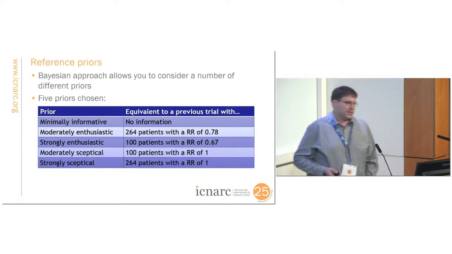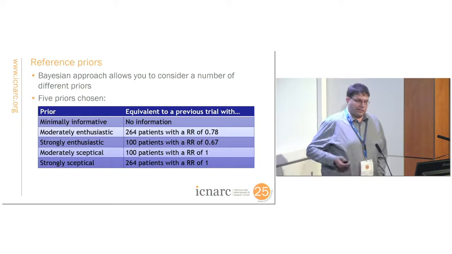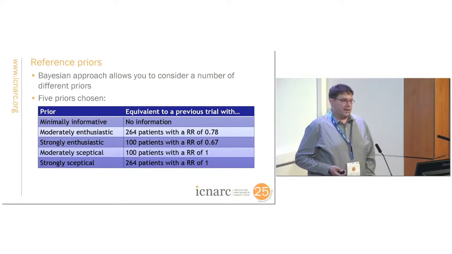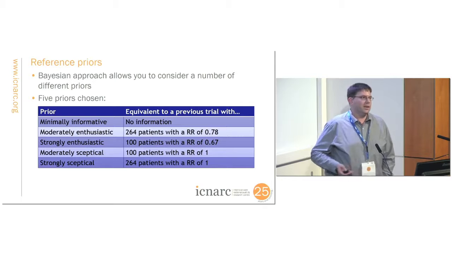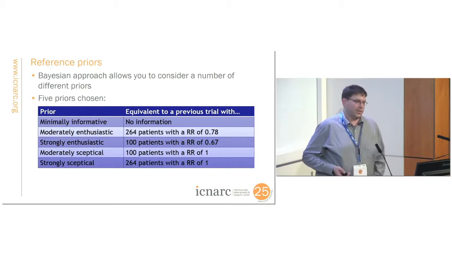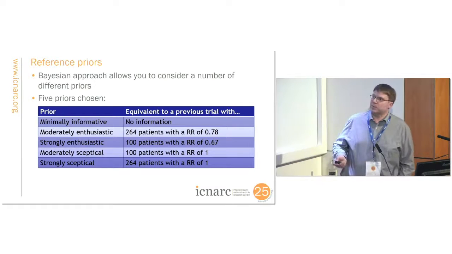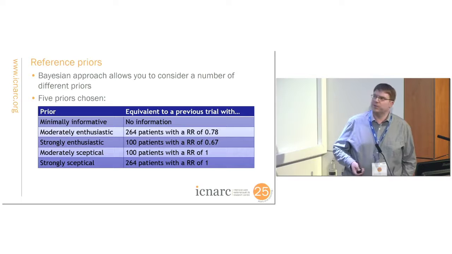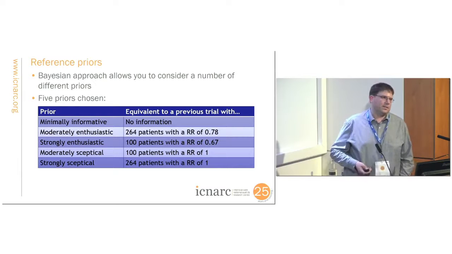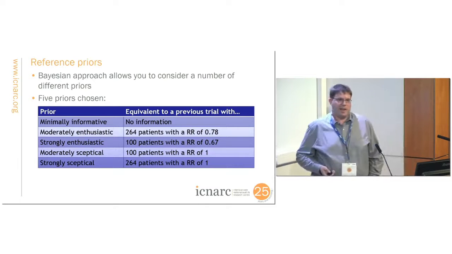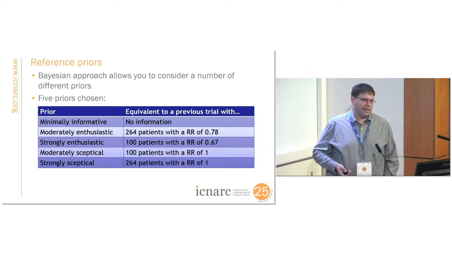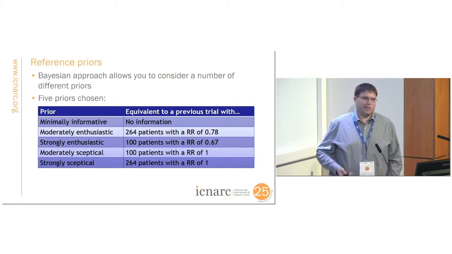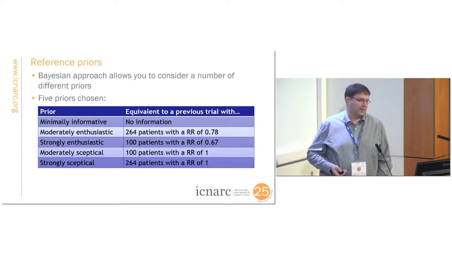So what did they look at in this particular paper? Another advantage of that Bayesian approach is that you consider a number of different priors, and you can see how the data would affect all these different starting points. A Bayesian analysis will almost always include what's called a minimally informative prior. Essentially, I don't have any prior belief, any value of the relative risk is equally likely, and then really it will let the data talk, and you'll get a result that's very similar to the frequentist trial result.